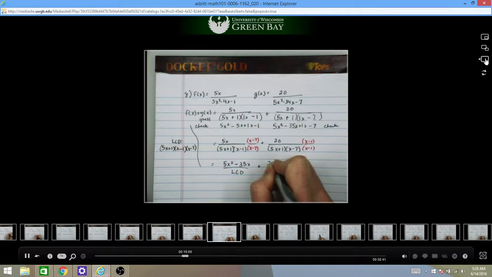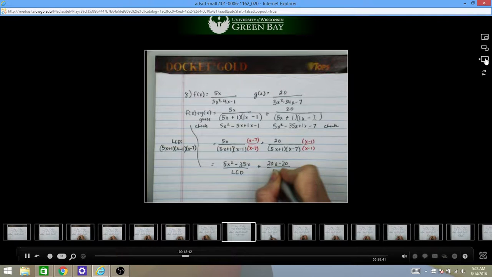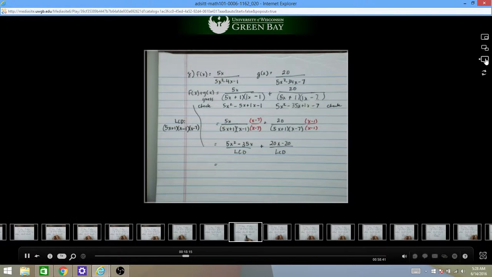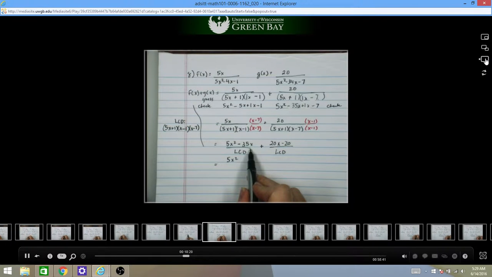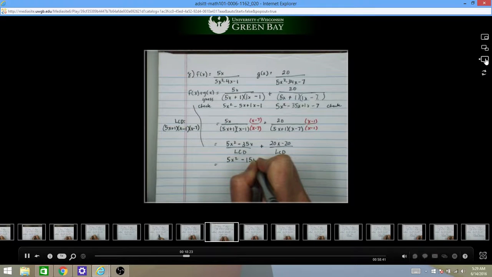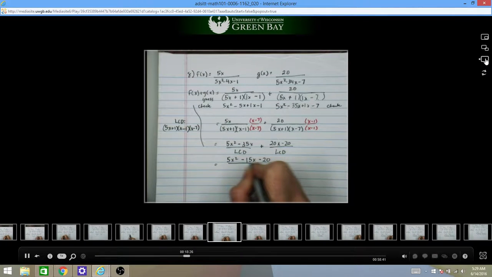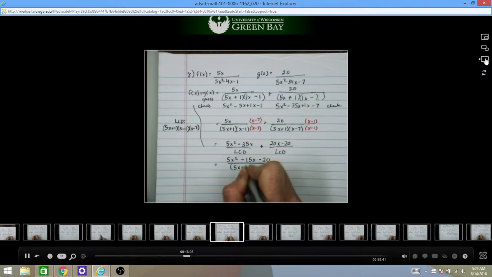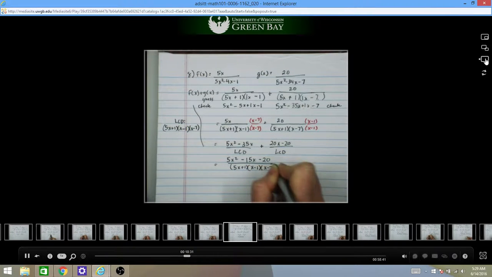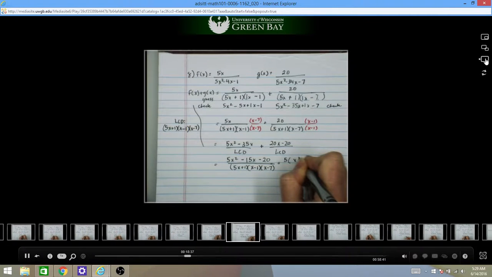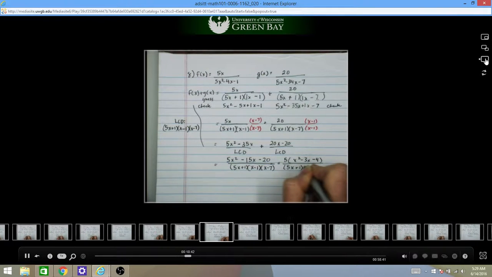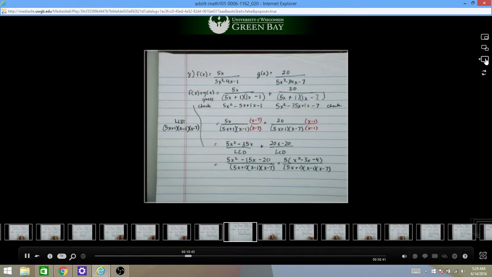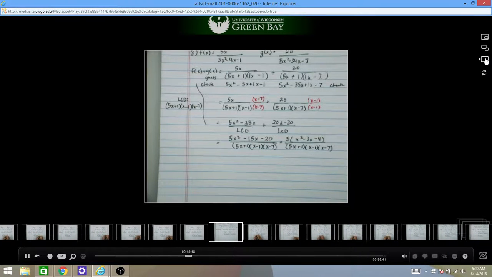And now you can add the numerators together. So we have 5x squared, and then negative 35x plus 20x, that's minus 15x, minus 20. And now I have a greatest common factor of 5, so I wonder if I can factor and reduce this. It kind of looks like I maybe can. So if I factor off a 5, then I have a trinomial that factors as x minus 4 times x plus 1.